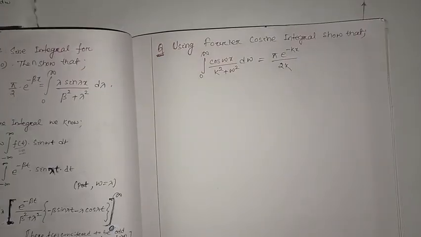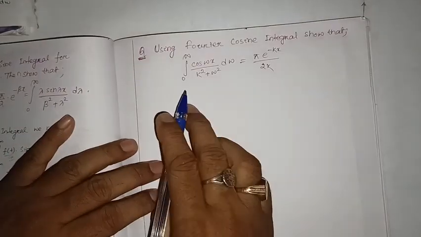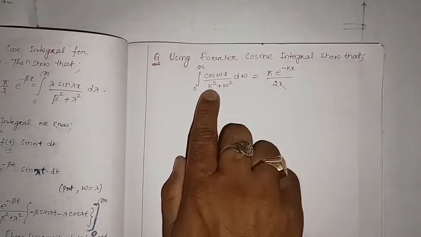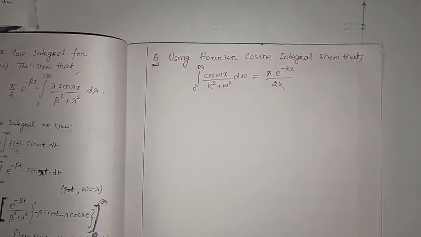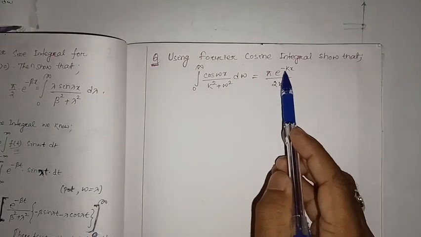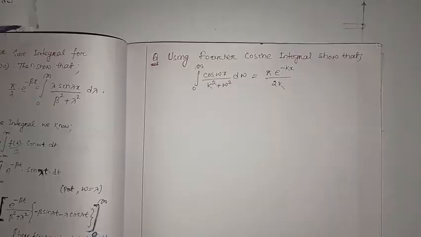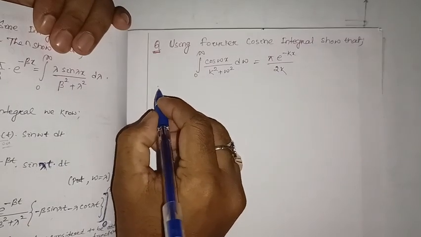Now we are going to go for another question, that is, using the Fourier cosine integral show that 0 to infinity cos omega x by k square plus omega square d omega equals pi e to the minus k x by 2k. Okay, so here is the solution.